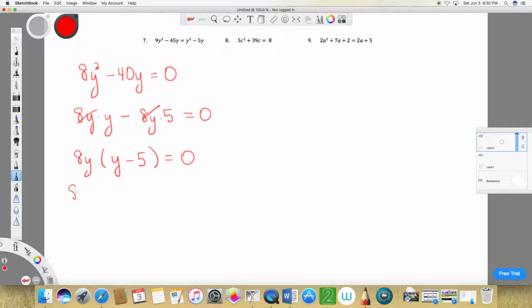So this splits into two equations where 8 times y is equal to 0, or that y minus 5 is equal to 0. And these easily solve to y equals 0 and y equals 5. And those are our two solutions.